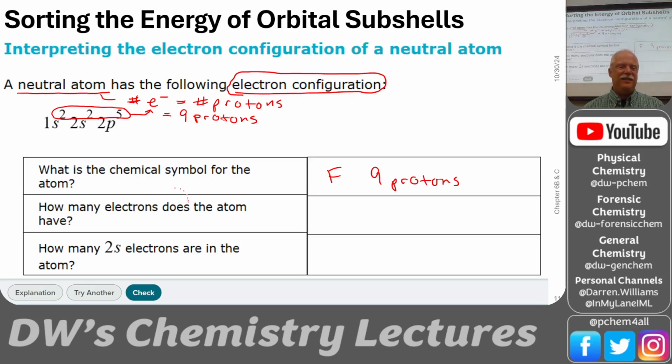Okay, how many electrons does the atom have? Well, we just figured that out. Also 9 electrons. Okay. How many 2s electrons are there in the atom? Well, right here we're showing that this is the 2s orbital and it's filled with 2 electrons. So 2 electrons. Okay. So these are just, again, questions about our little diagram, our little notation. So this is our electron configuration notation. So we write the principal quantum number, the L quantum number represented by letters, and the number of electrons that are in that subshell. So that's what we call a configuration.